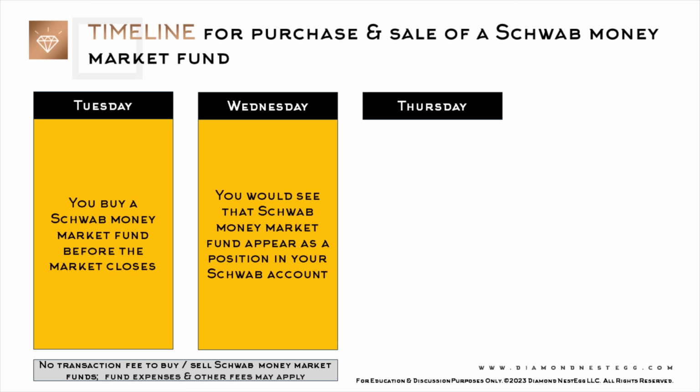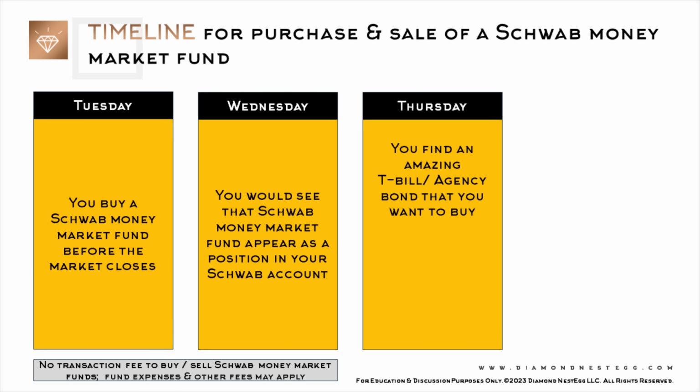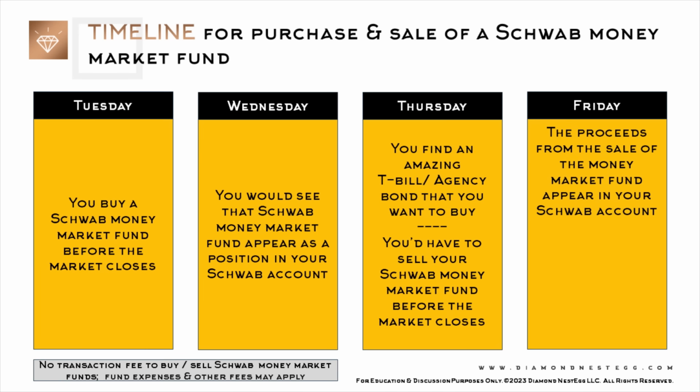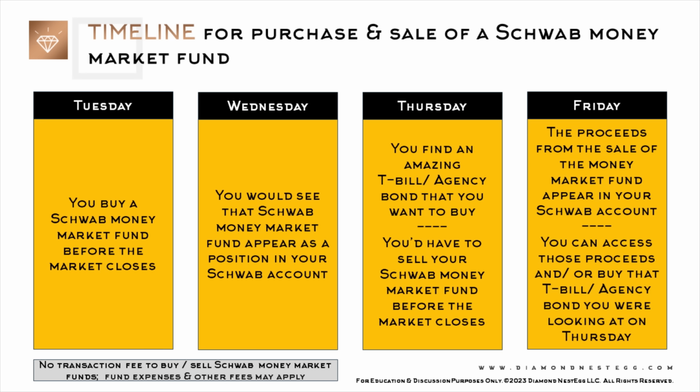And then, let's say on Thursday, you find an amazing T-bill or agency bond that you want to buy, but you've parked all your available cash into this money market fund. What you'd have to do now is sell your Schwab money market fund on Thursday, again, before the market closes. And only on Friday would the proceeds from the sale of the money market fund appear in your Schwab account. And that's when you would be able to access that cash and or buy that T-bill or agency bond that you were looking at on Thursday.